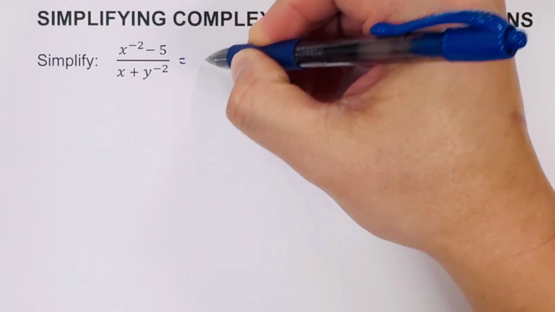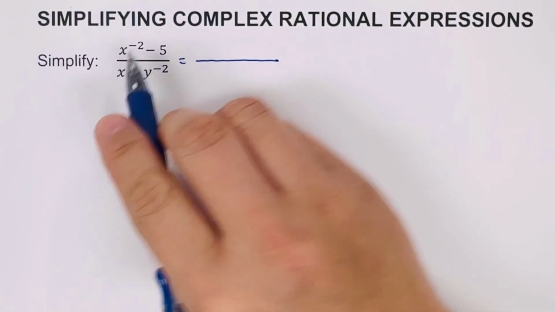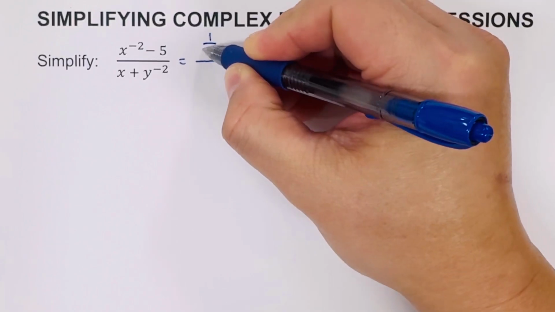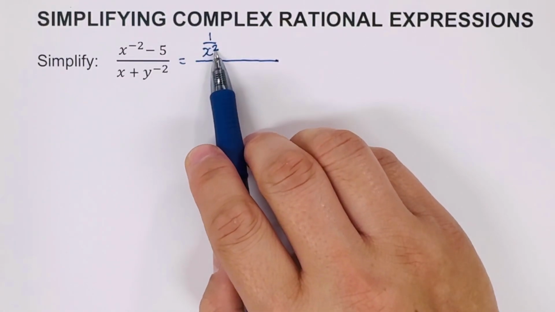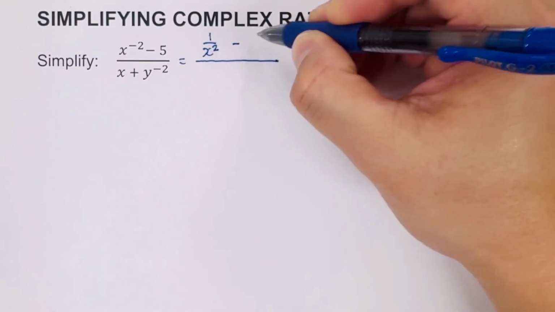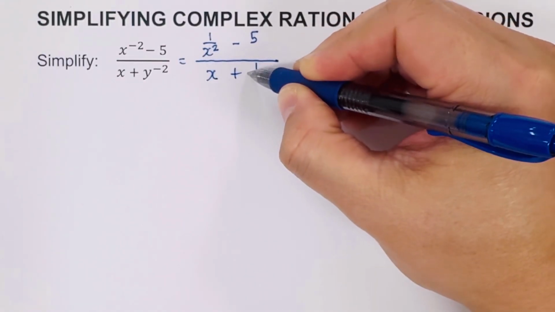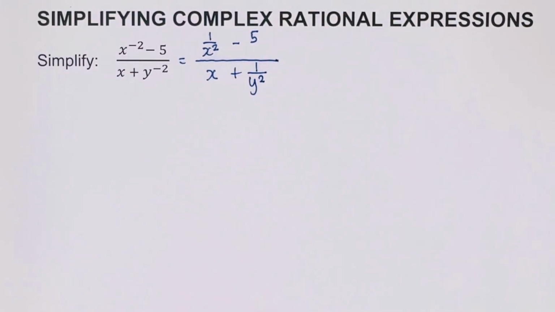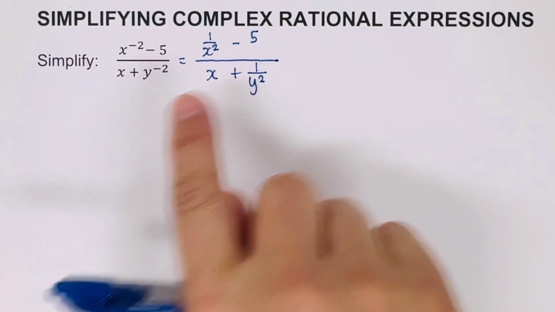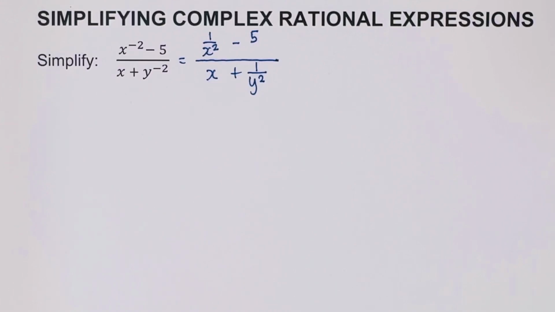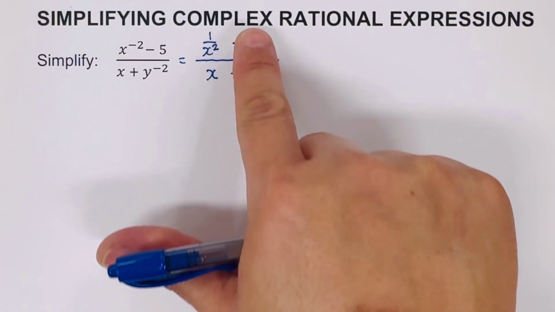In this example, we are given negative exponents. So let's go over this problem here. In order to simplify complex rational expressions, we need to get rid of negative exponents. So this is how we do it. We will make this exponent positive by writing 1 over x squared. So if you notice, the 2 now is positive, and then that is minus 5 over x. We do the same thing here, so that would be plus 1 over y squared. So these two expressions are equivalent, but the second expression does not have negative exponents. So I'm going to go ahead and rewrite this expression down here.